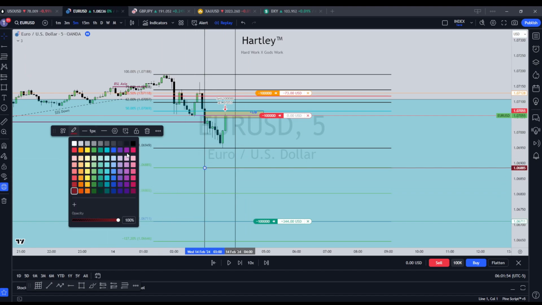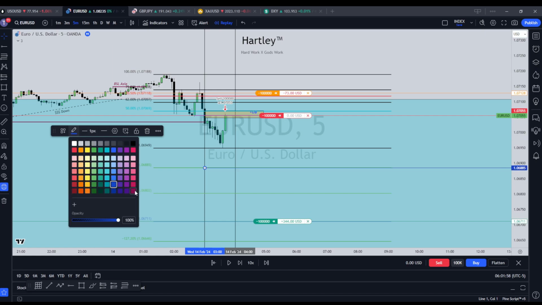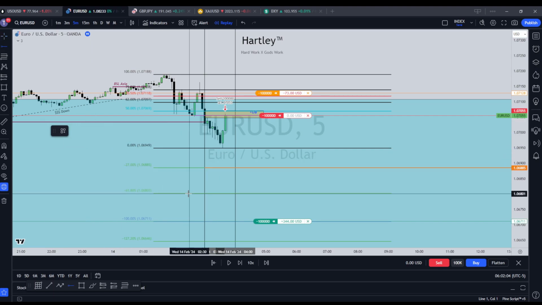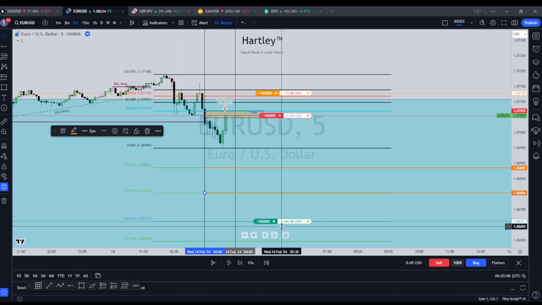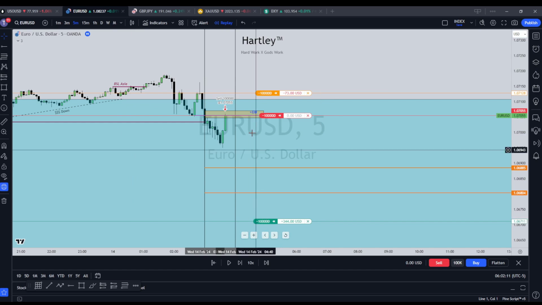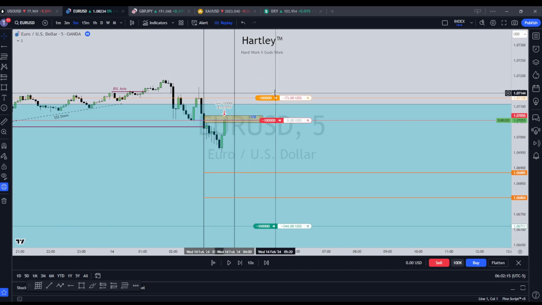I'm going to make this, what color? Blue? No, the other thing's already blue. Make it orange. Make it 2 pixels as well so everyone can see it. Then I'm going to set this as my TP2, -618. And then my TP3 is going to remain down here. So if this goes up, I just get stopped. But if this goes down, I've got multiple TPs.